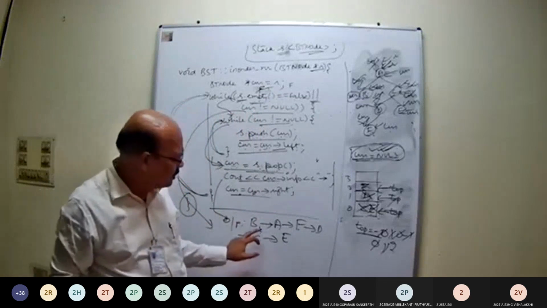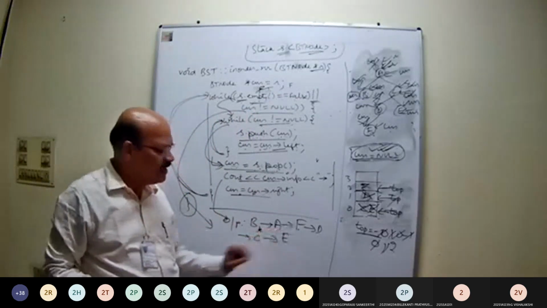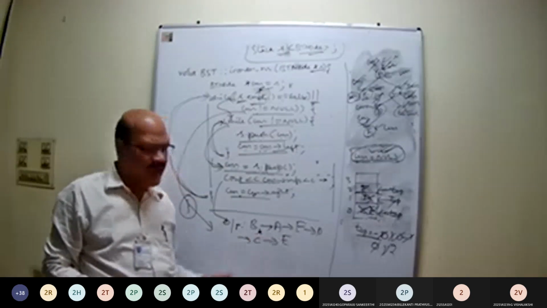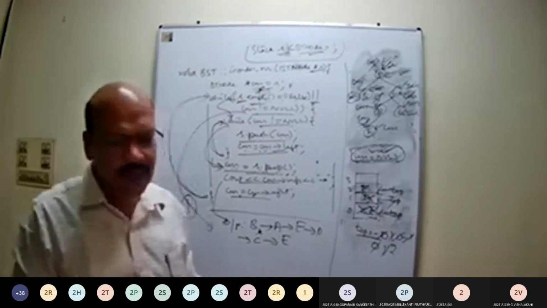When you come out of the function, B, A, F, E, F, E, B, A, F, B, E, C, and then followed by E would be displayed.